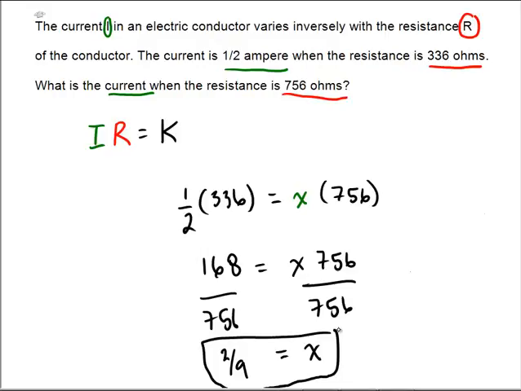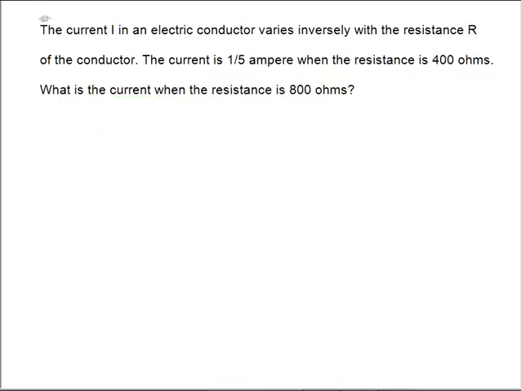Okay, why don't you pause the video and try to do the problem again. Do it with these numbers though. The current I in an electric conductor varies inversely with the resistance R of the conductor. The current is 1/5 of an ampere when the resistance is 400 ohms. What is the current when the resistance is 800 ohms?